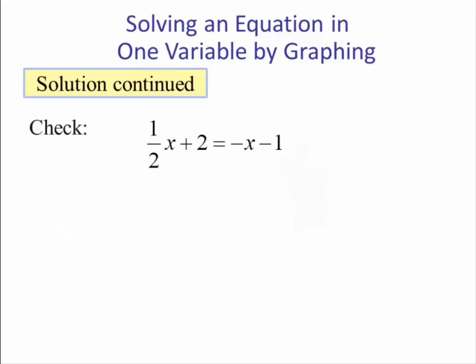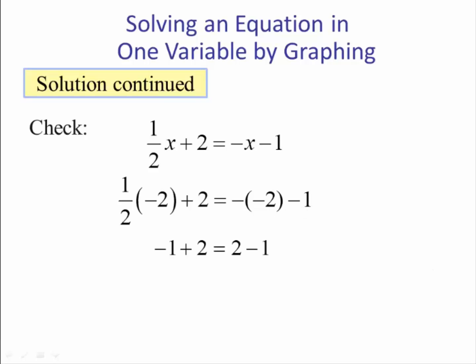To check this, we take the original equation. Everywhere we see an x, we're going to substitute negative 2. So here we multiply and then we add 2. This one we take negative 1 times negative 2, and then we subtract 1. So for the left-hand side, we get negative 1 plus 2. Right-hand side, we get 2 minus 1. And left-hand side equals the right-hand side. So x equals negative 2 is a solution.